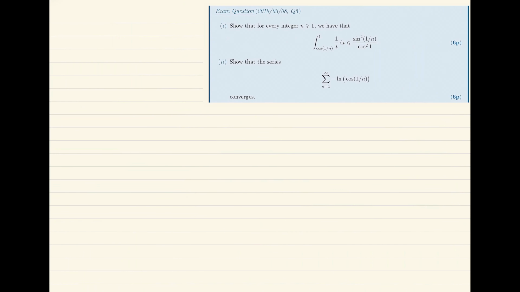Okay, so now let us do the next one, which is also an exam question. Show that for every integer n greater than or equal to 1, this integral from cosine of 1 over n to 1 of 1 over t dt is less than this number. And then for the second part, we're supposed to show that this series actually converges. Okay, so let us concentrate on doing this one first.